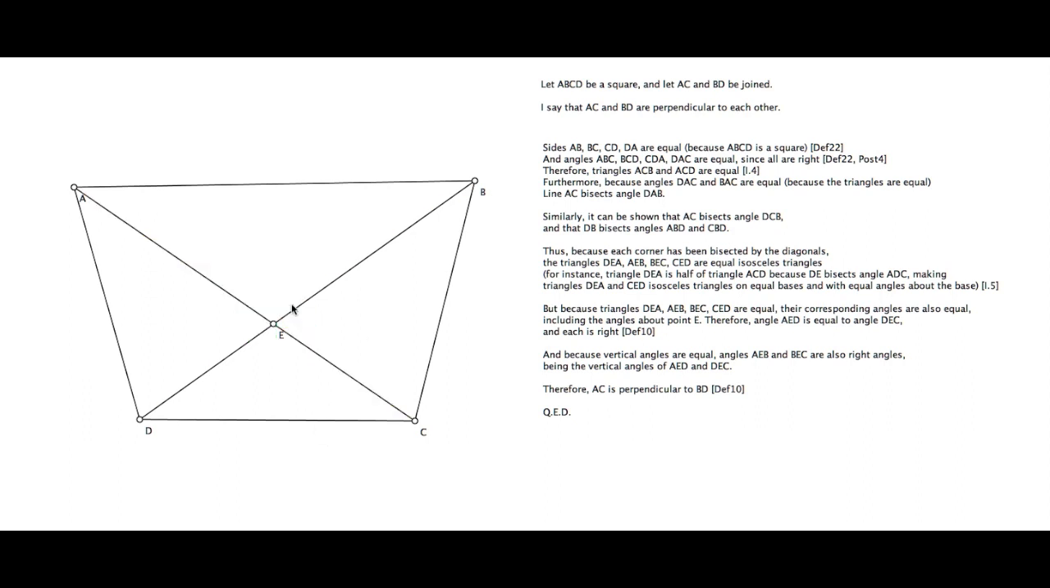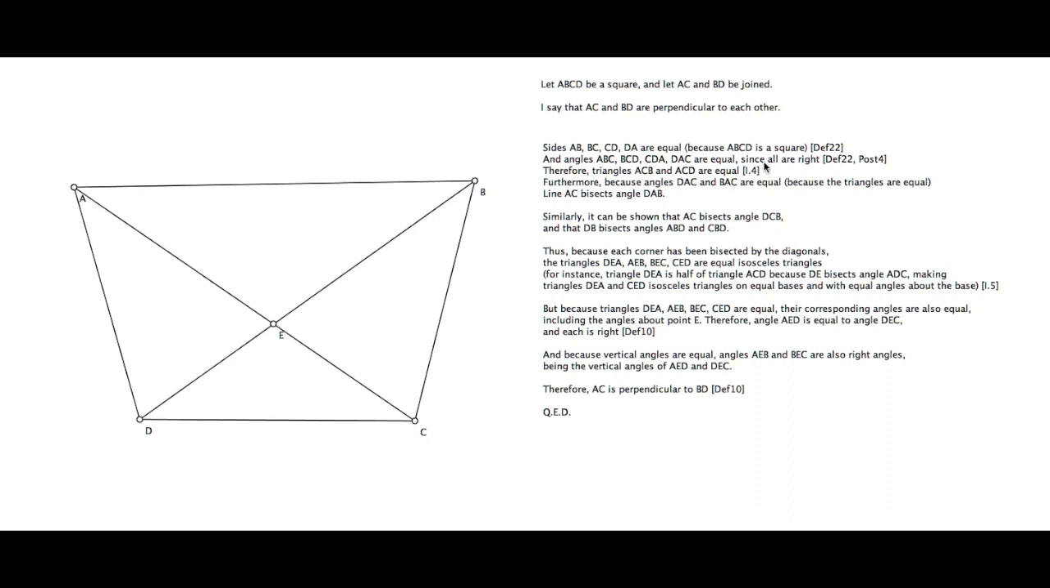And so after establishing that, we can conclude that because that's true, and we have four right angles here, AC is therefore perpendicular to BD, and again we know this by definition 10. And that's all there is to it. So I hope that that wasn't too difficult. If you did this a different way, that's okay. There's more than one correct way to do this.